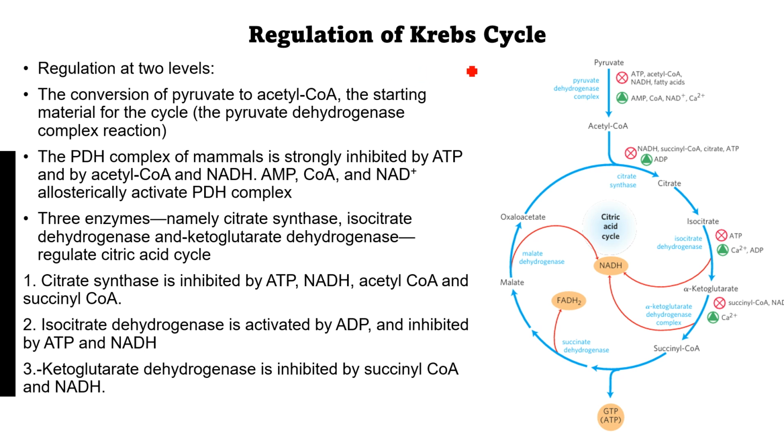Now the regulation of the Krebs cycle will also take place at two levels. So in the first step, when pyruvate is getting converted into acetyl CoA, in this step there is the pyruvate dehydrogenase complex.